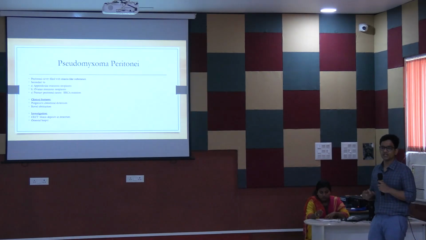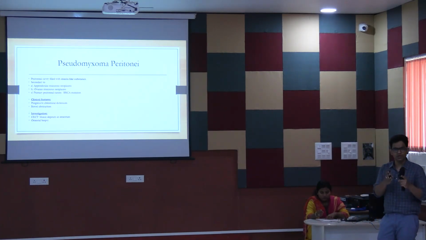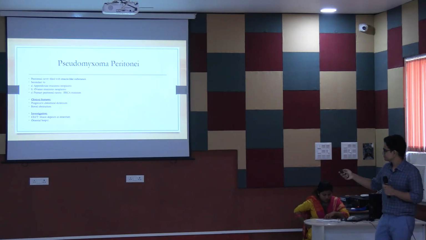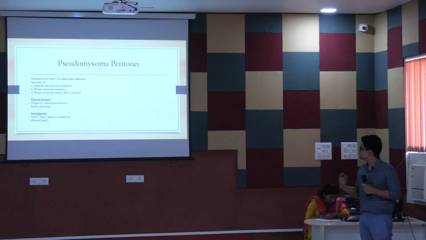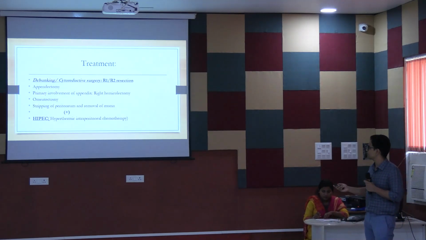Now let's come to the clinical features for this. Same, there will be progressive abdominal distension, and because of this, there will be bowel obstruction. As there is collection of mucus in between bowel loops, there will be irritation of bowel loops, and because of irritation, there will be ileus, and ileus will lead to obstruction. Now investigations, CECT will show mucin deposition in omentum, and omental biopsy has to be done to rule out if there is any kind of omental carcinoma or anything.